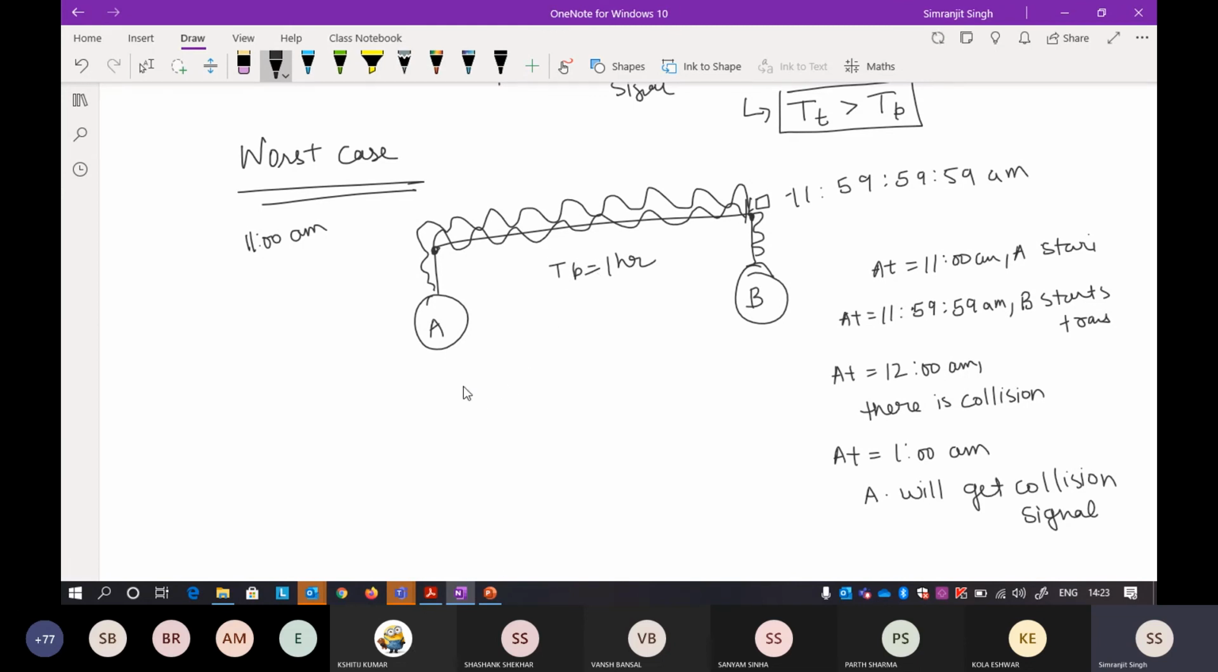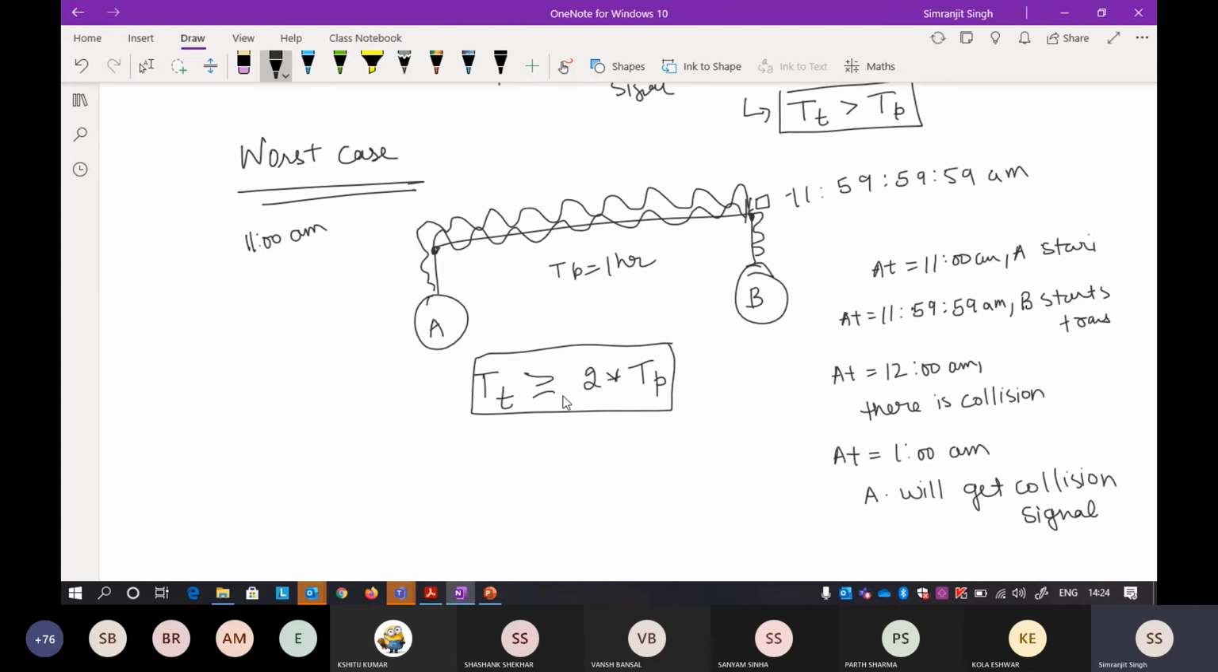That is why my TT, when I'm transmitting the packet, should be greater than or equal to 2 into TP. Okay, so why should it be greater than or equal to? By the time I get the collision signal, I should still be transmitting the packet, so that I know this particular collision occurred due to my data packet. That is how this formula comes here.